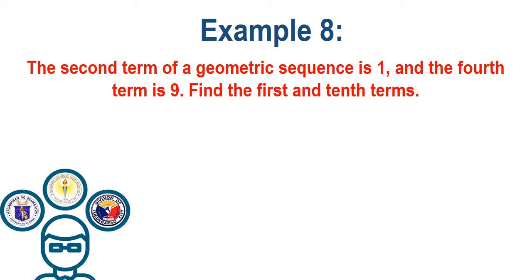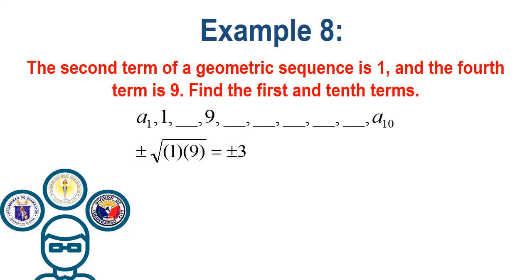Using the concept of mean proportional, we try to solve example number 8. The second term of a geometric sequence is 1 and the fourth term is 9. Find the first and 10th terms of the sequence. Between the second and fourth term is their mean proportional, which is positive negative square root of 1 times 9, which is equal to positive negative 3.